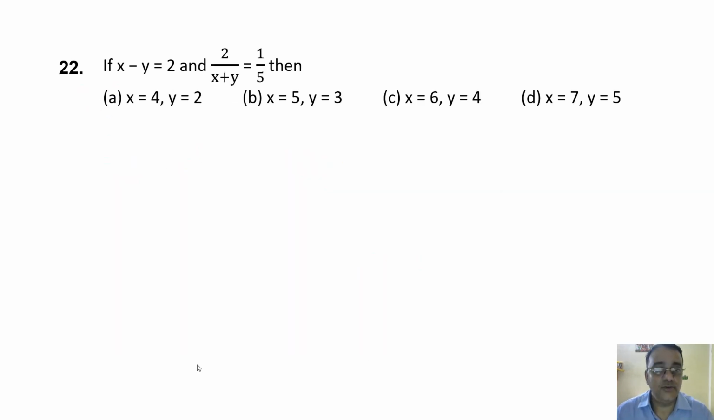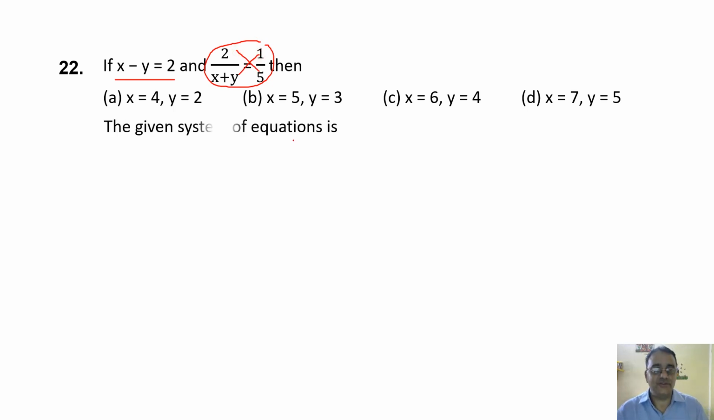So question number 22, if x minus y is equal to 2 and 2 by x plus y is equal to 1 upon 5, then, so the first equation is x minus y is equal to 2. What is the second equation? From this, what you will get? x plus y is equal to 10. Very good.